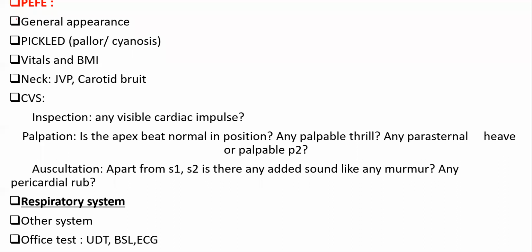Cool. Physical examination is the same. Nothing is different. Just don't forget one thing: when it is a chest pain case, we also ask, apart from S1 and S2, is there any added sound like any murmur or any pericardial rub? Because in a pericarditis case, you get a positive pericardial rub.